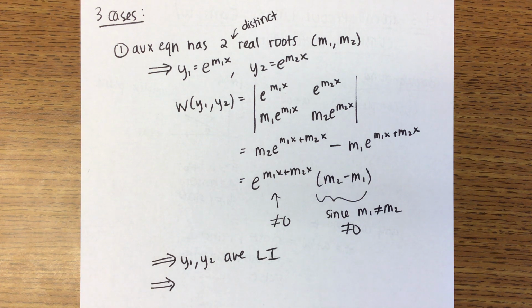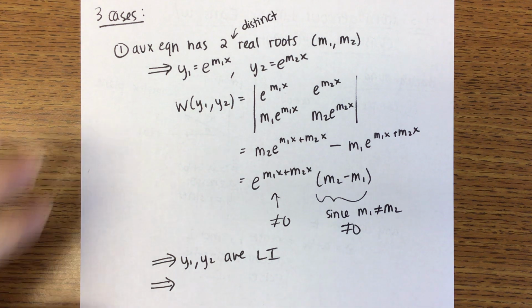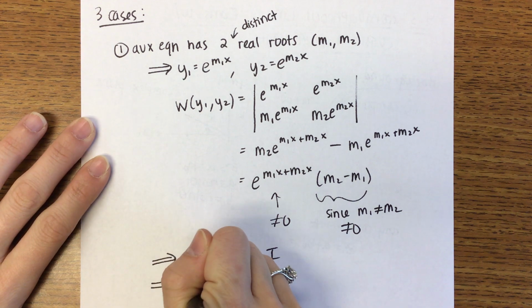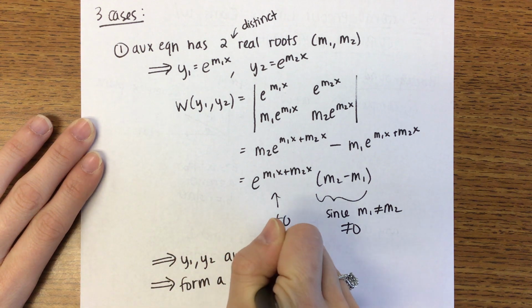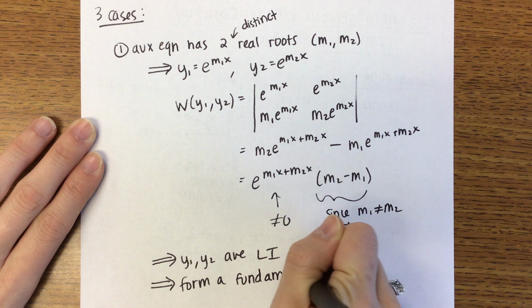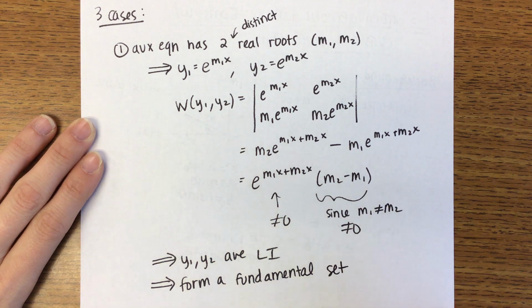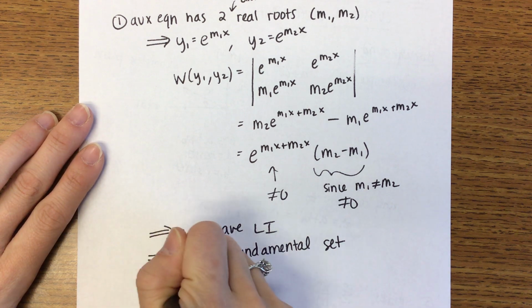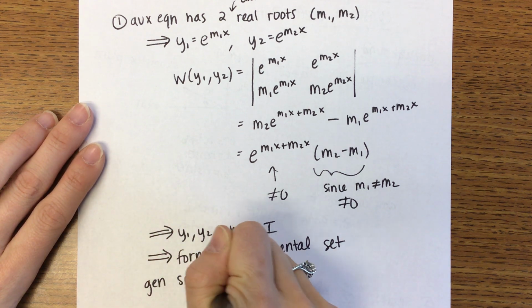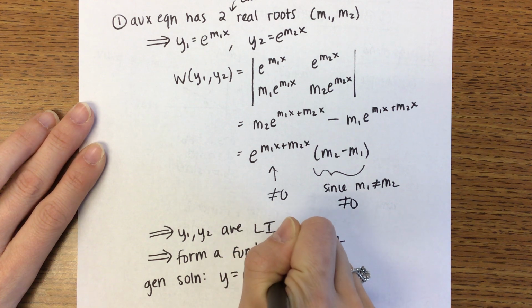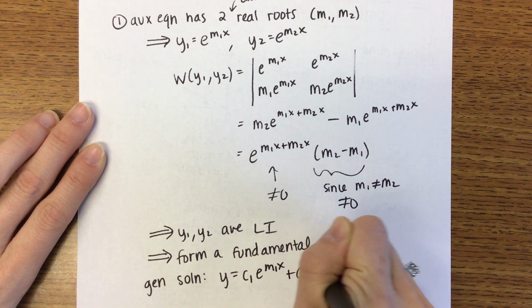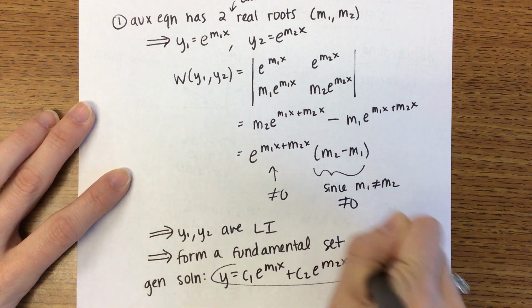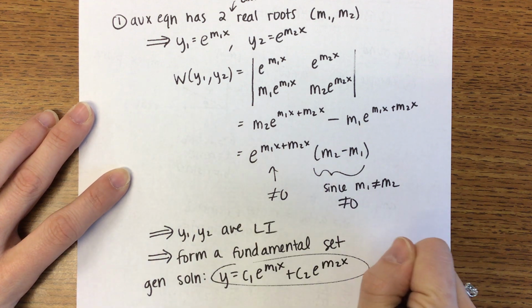So we have 2 solutions that are linearly independent. Can we jump right to the general solution? Yes, fundamental set. Thank you. So these 2 solutions form a fundamental set. Therefore, we have a general solution. Our general solution then is y equals c1 e to the m1x plus c2 e to the m2x, and that's by superposition.